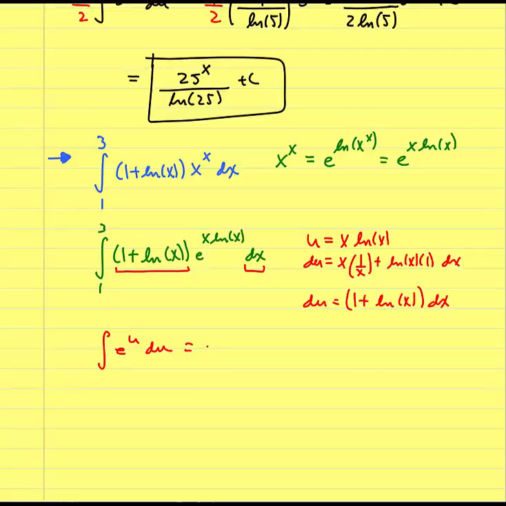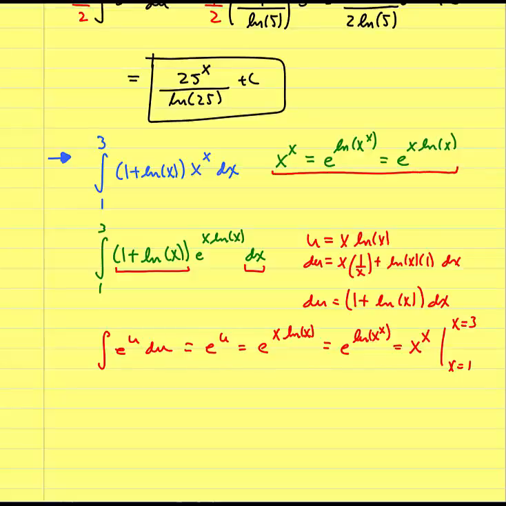And we know the integral of e to the u is e to the u, but I need to convert back to my x's. u is x ln of x. So if we want to rewrite that, that would be e to the ln of x to the x, which is just x to the x, and that's evaluated from x equal 1 to x equal 3. And again, the important part here is I use this rule to be able to rewrite.